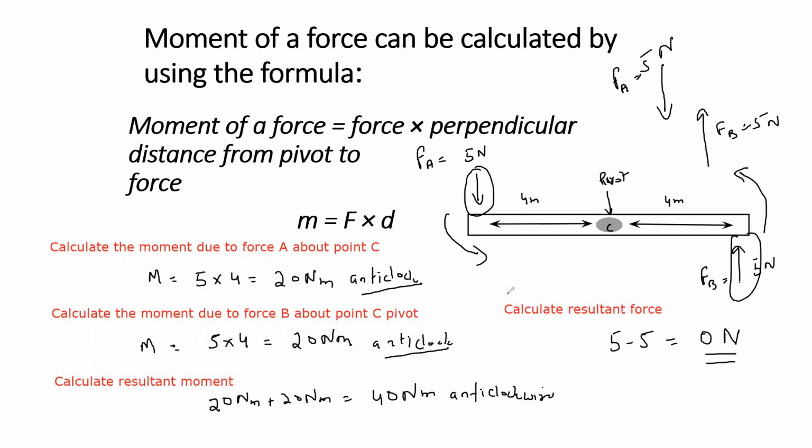That's why we subtract. But because the moment, the turning effect produced by both forces, were in the same direction, that's why we were adding it. Is it clear, this example? So if they ask for resultant force, you will only check the force. If they ask for resultant moment, you have to check the turning effect, because the turning effect of both forces is anti-clockwise. That's why it is anti-clockwise.